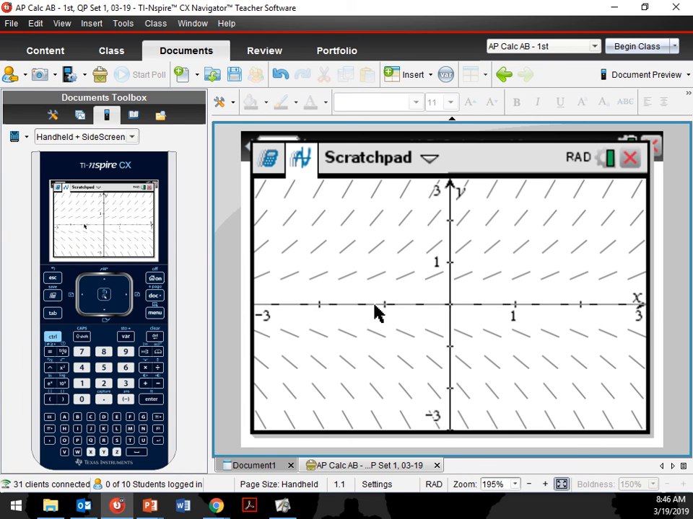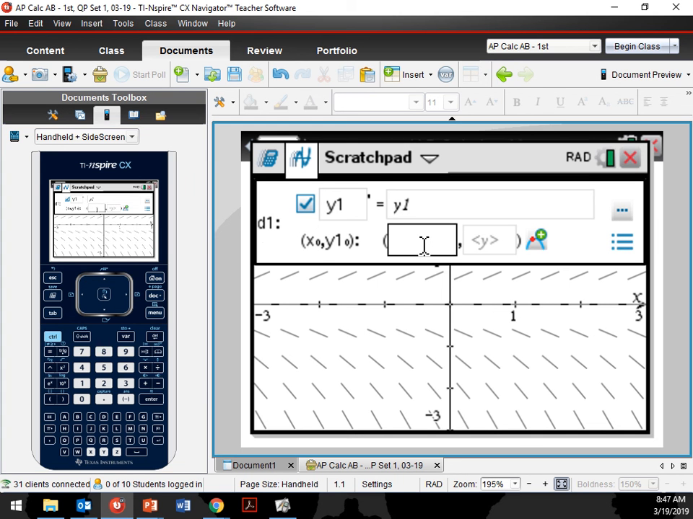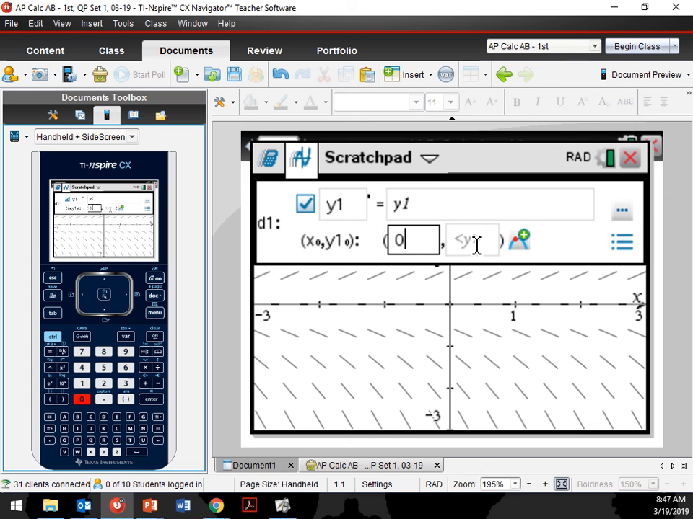Okay, so now, if you notice right here, instead of having a bunch of little ticks, now I only go 1, 2, 3. All right, let's try a particular solution now. I want my particular solution, go back up here. So I'm going to put the point. What was it, 0, 2? Yeah. 0, 2 is my x and y.